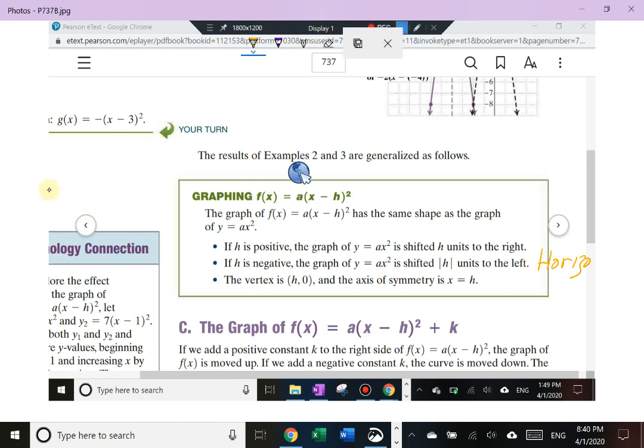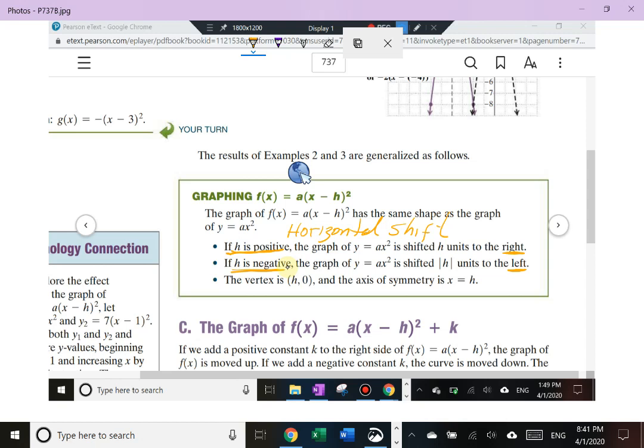It looks like I can't get past the margin here, so let me just erase this one and just write it here. So we will have horizontal shift. That's the effect of h. If h is positive, the horizontal shift will be to the right, and if h is negative, the horizontal shift will be to the left. And of course the vertex is going to be at h.